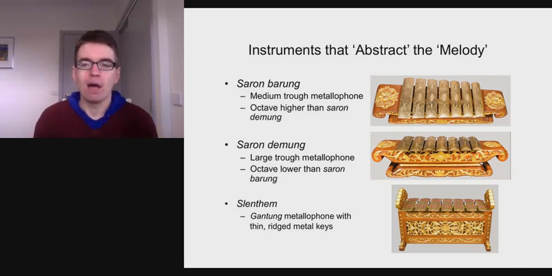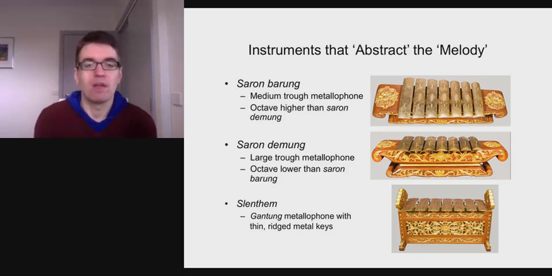Sarons have bronze bars that are placed over wooden cases, and there's a trough inside the case that's hollowed out to produce a kind of sound chamber, and the sound emanates from this trough. The barung is a medium metallophone, and it's one octave higher than the large saron demung.